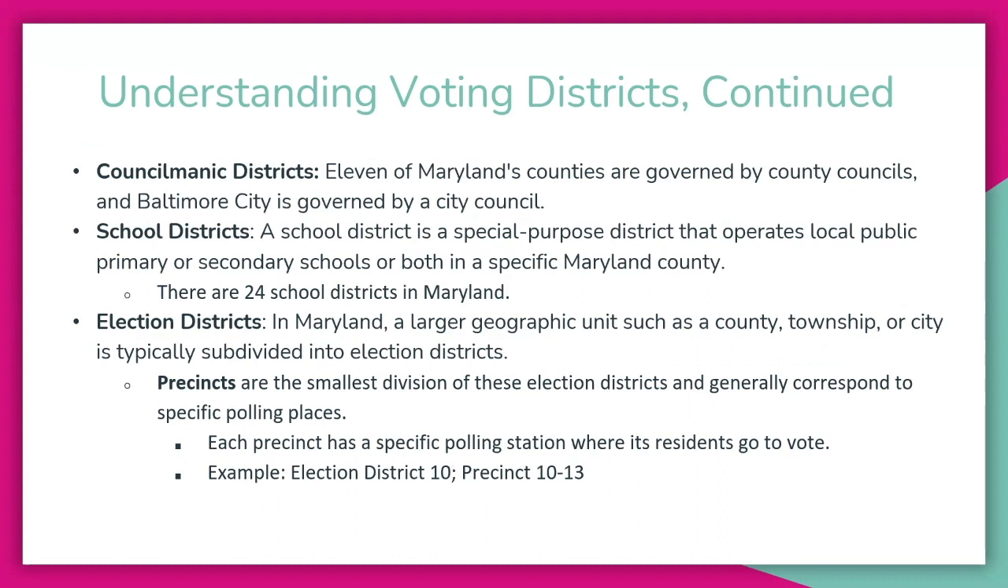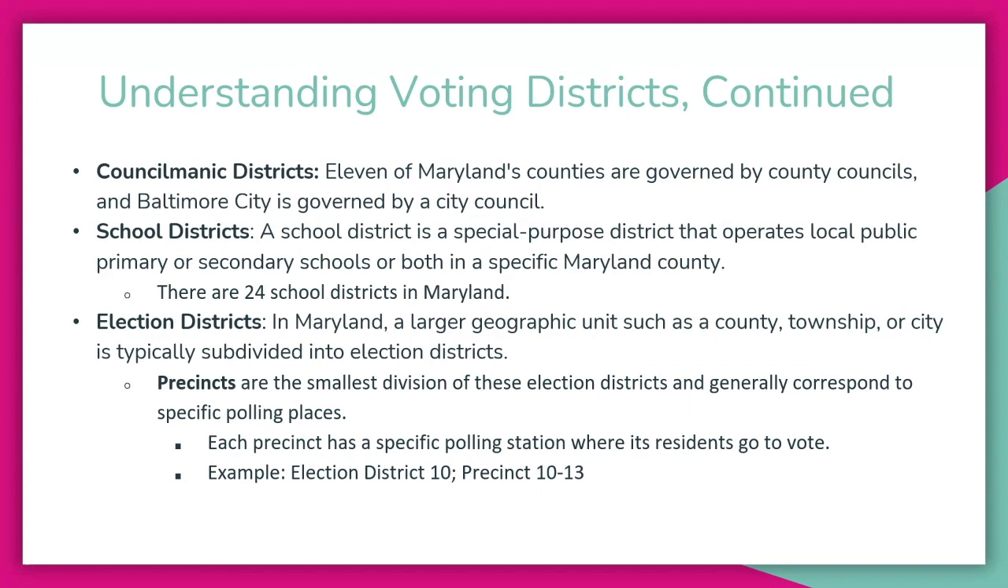Additionally, 11 of Maryland's counties are governed by county councils. Similarly, Baltimore City is governed by a city council. You will also have school districts, which are special purpose districts that operate local public primary or secondary schools in a specific Maryland county. There are 24 school districts in Maryland.